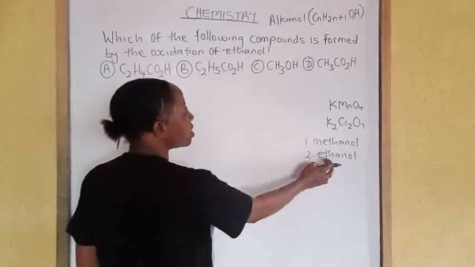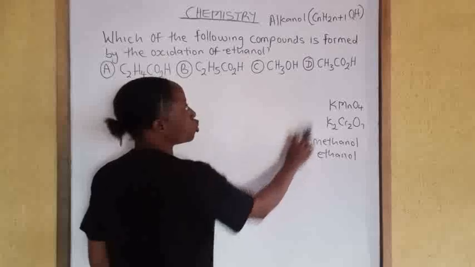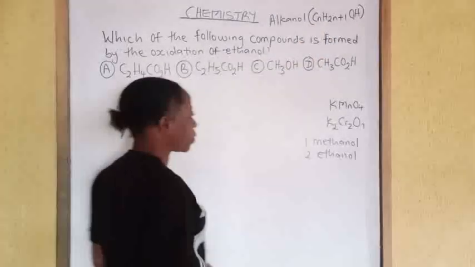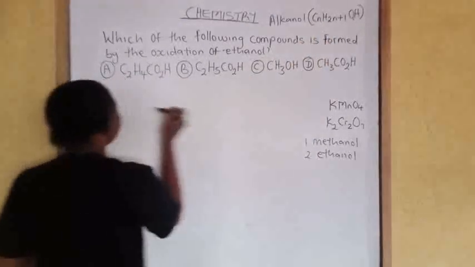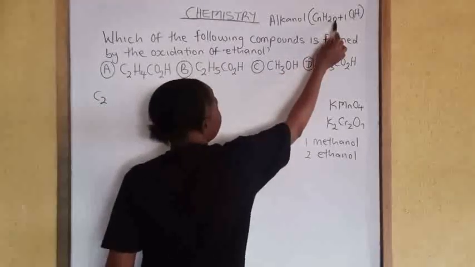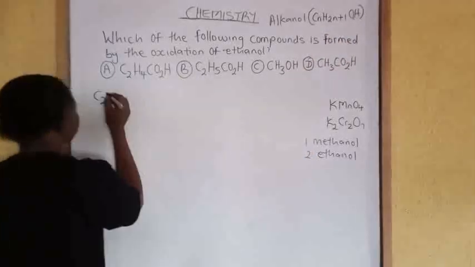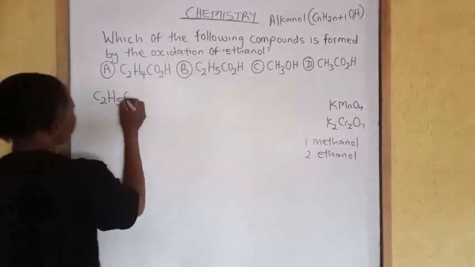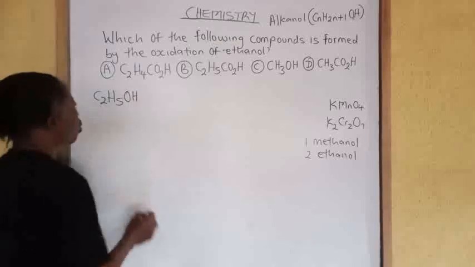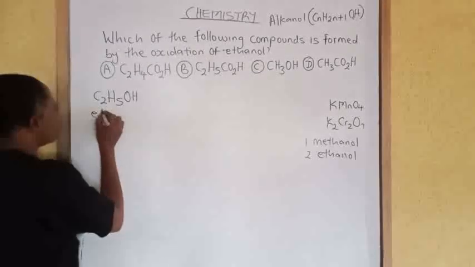So to write the molecular formula for ethanol, you substitute n=2 into this general formula. So C times 2 will give you C2, 2 times 2 for 4 plus 1, 5. So that will be C2H5OH. So this is the molecular formula for ethanol.